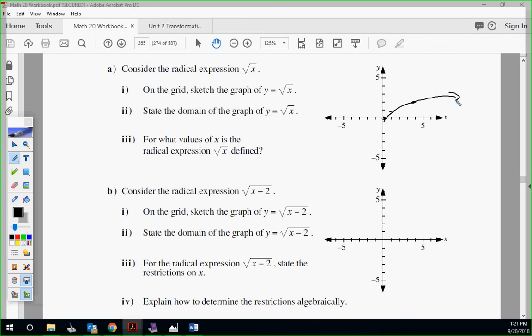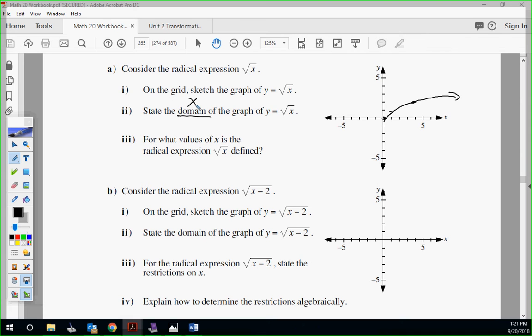Do we have the domain range? Next question. State the domain of the graph, y equals square root of x. Domain, remember, domain goes with x. You have to know that for Math 30. Domain range is huge for the first chapter, functions and relations, Math 30. So domain goes with x. So what can your x's be?